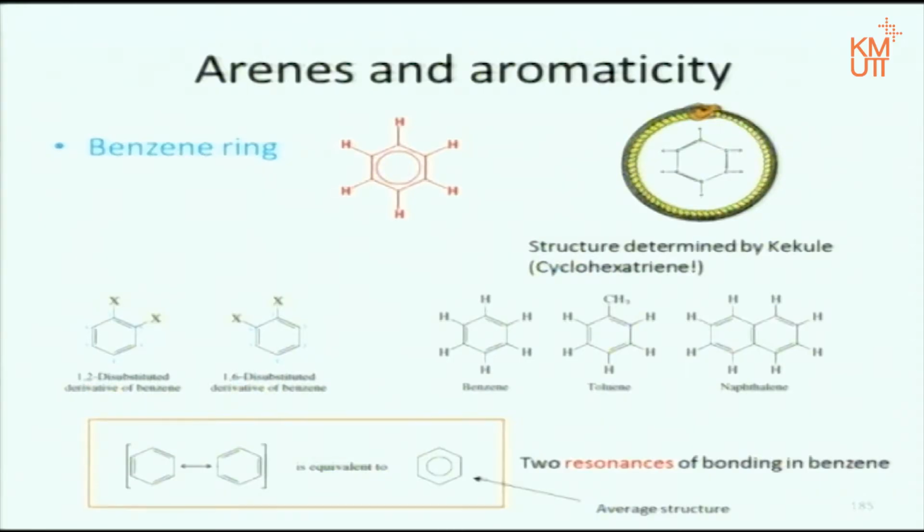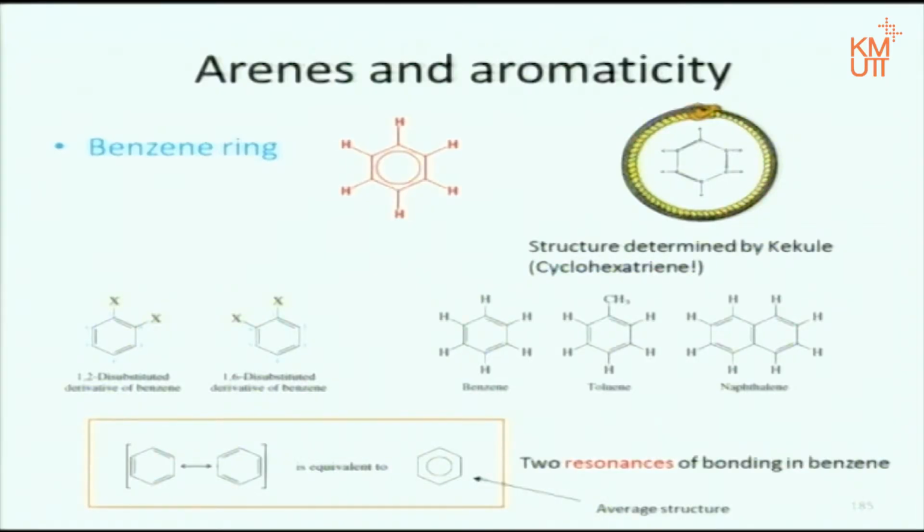Kekulé studied a lot and tried to find out the structure of C6H6. He proposed a lot of structures, and finally he proposed a ring structure with an alternation of double bond and single bond inside the ring. Alternation means double bond, alternating with single bond, double bond, single bond, double bond, single bond. With this kind of alternation of double and single bonds in the ring, you can have the C6H6 structure.